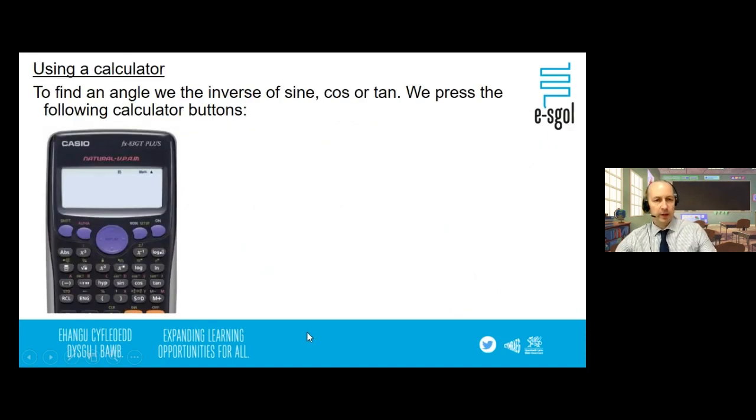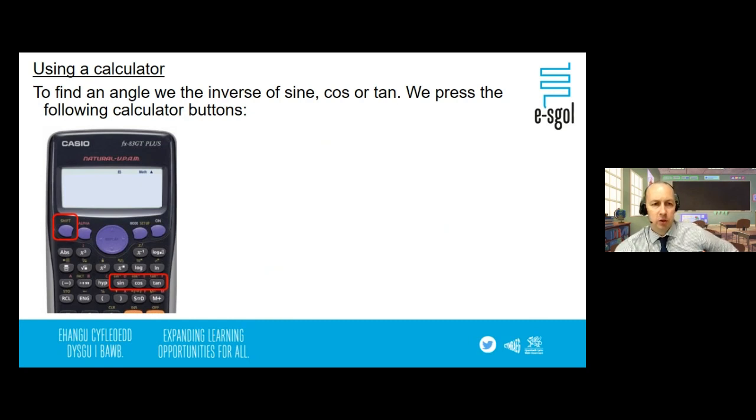Okay, so we're going to look at now finding angles. So here we've got our scientific calculator again. But when we find angles, we need to do the inverse of sine, cos, or tan. So we don't just press those buttons, we have to do something else. So what we need to do is locate those buttons as earlier, but also the shift button.